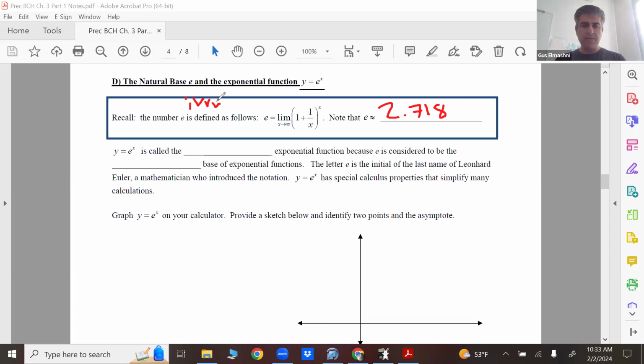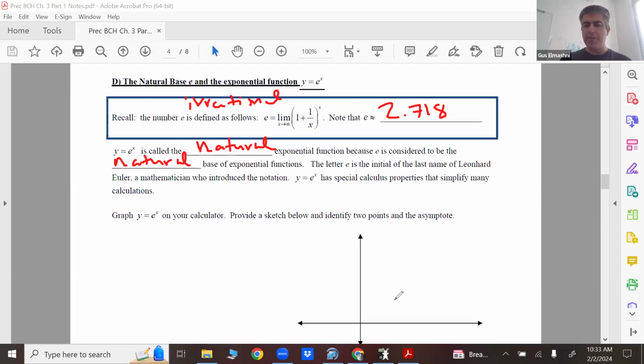Okay, let's keep moving. It's called the natural exponential function. E is considered to be the natural base. The letter E is the initial of the last name of Leonhard Euler, who discovered this. It has special calculus properties which simplify many calculations, but we'll cross that bridge later with the calculus part of it. When you do things called derivatives or integrals, which you'll do in calculus, it simplifies the problem significantly. Even when you're modeling things that have exponential nature, E makes the math less crazy, just so you know. So it is kind of a neat number.